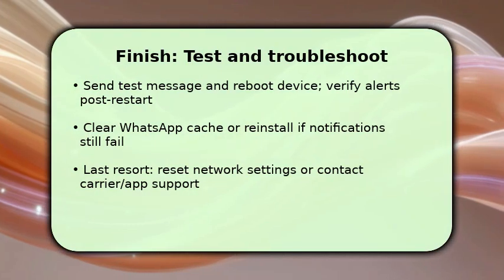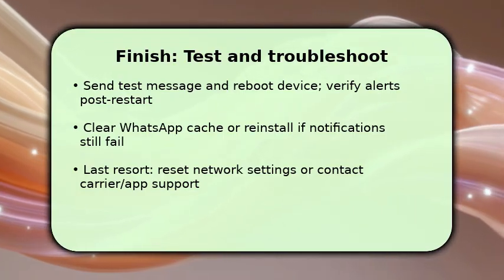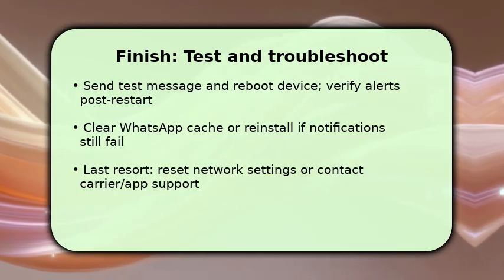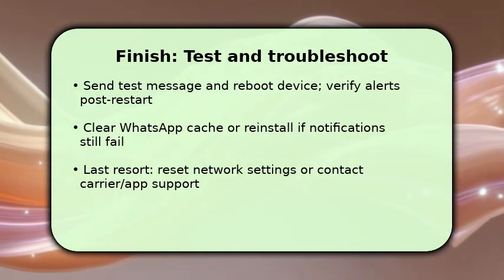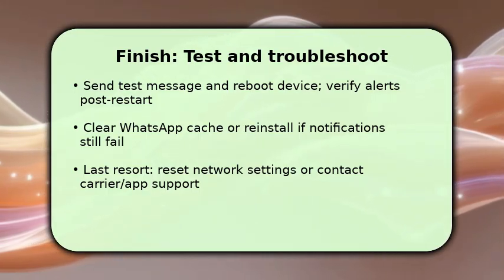To finish, run a full test so you know the problem is resolved. Send a test message, then reboot your phone to clear transient glitches. Check notifications after restart. If alerts still fail, clear WhatsApp cache or reinstall the app so corrupted data is removed.